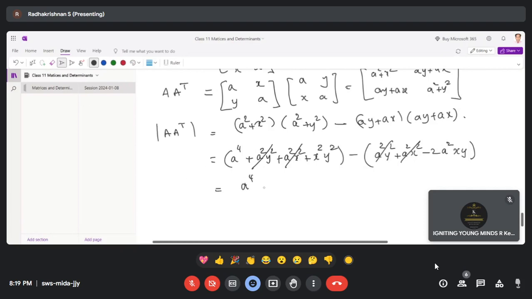A power 4 plus x square y square plus 2a square xy. Now it is given that xy equal to 1. Now you substitute xy equal to 1. What do you get? A power 4 plus 1 plus 2a square. So this is the same as (a square plus 1) whole square. So that is what it simplifies to, (a square plus 1) whole square, which is option 2.